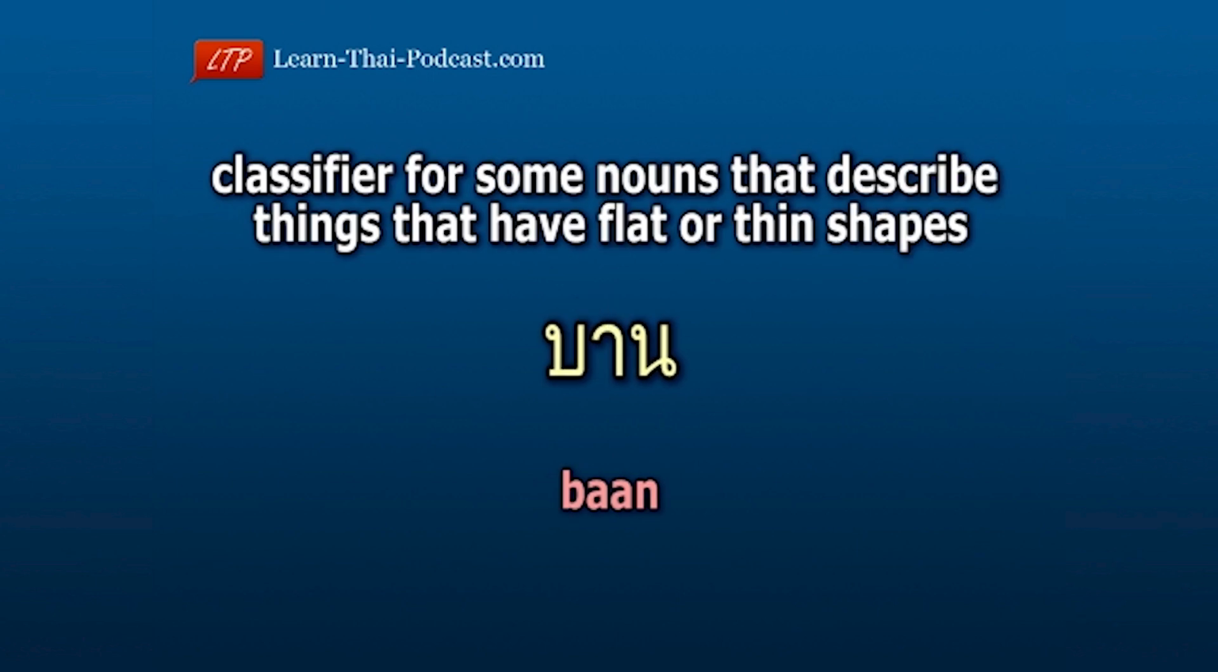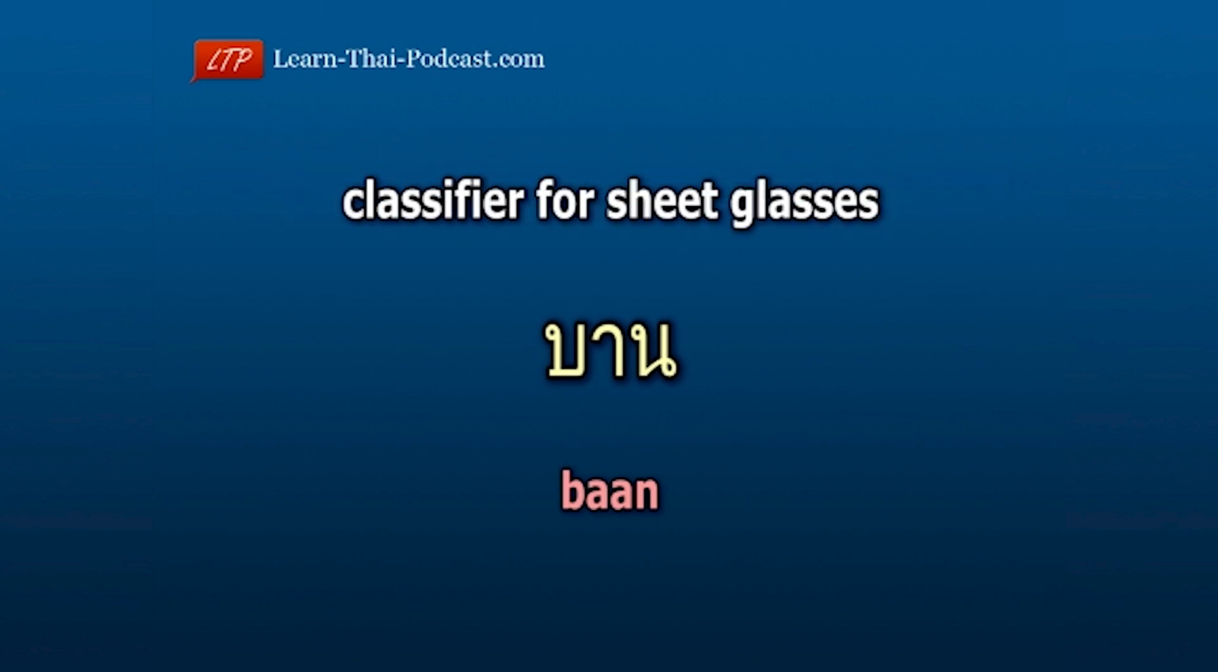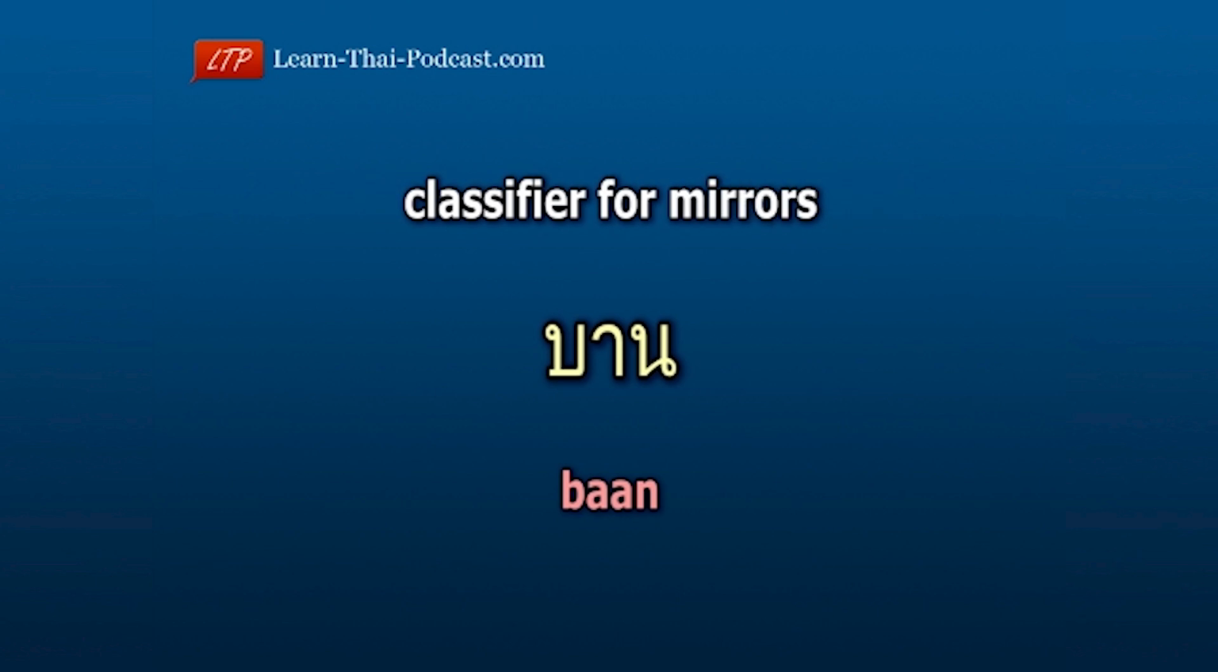Some nouns that describe things that have flat or thin shapes use the word บาน as their classifier. For example, classifier for sheet glasses, บาน. Classifier for mirrors, บาน. Classifier for doors, บาน. Classifier for windows, บาน.